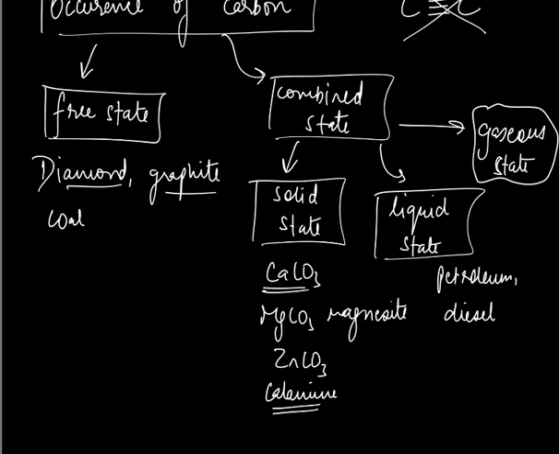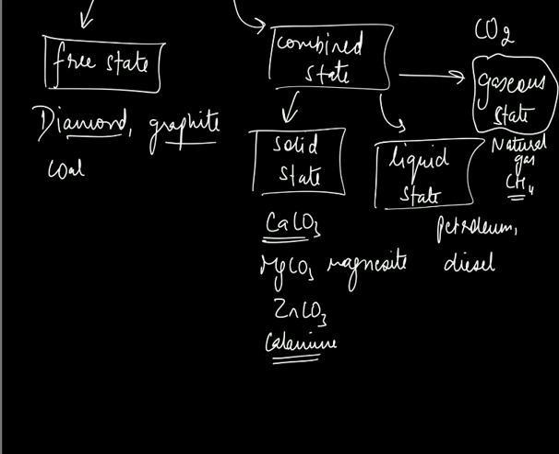Then in the gaseous state, we have carbon dioxide. It's present in the atmosphere at 0.03 percent. Then we can even say natural gas is there. Natural gas is majorly methane, CH4, that is also a carbon based compound. It's a hydrocarbon. So natural gas or compressed natural gas, the major component is methane. Then petroleum gas is there, coal gas is there. So many compounds are there in the gaseous state.